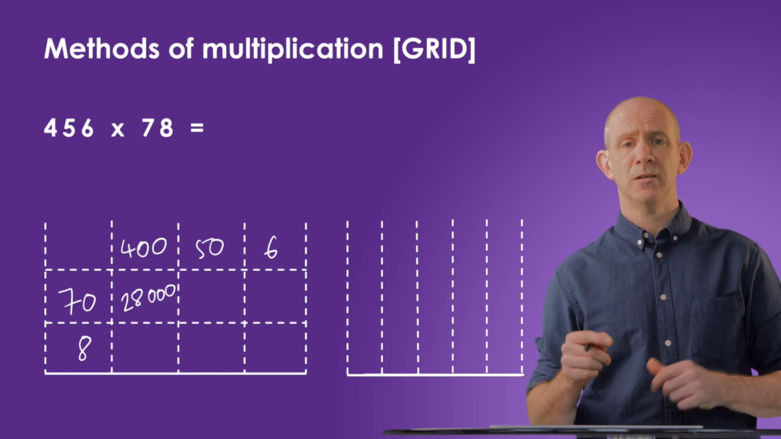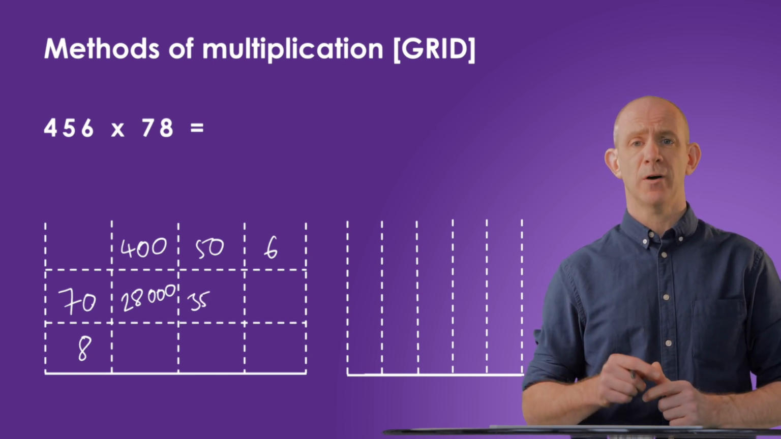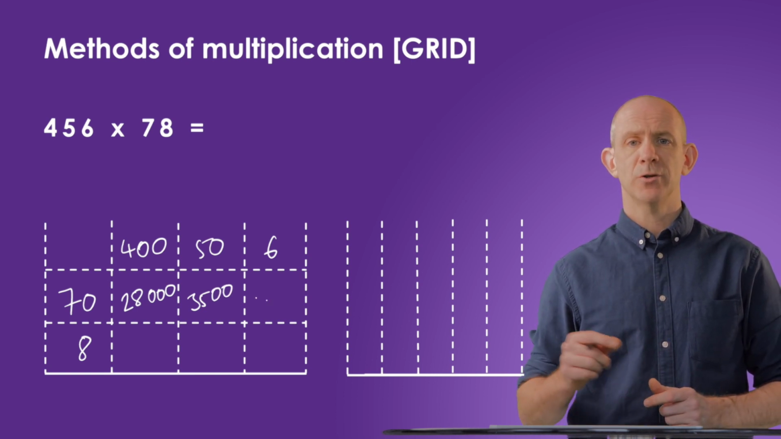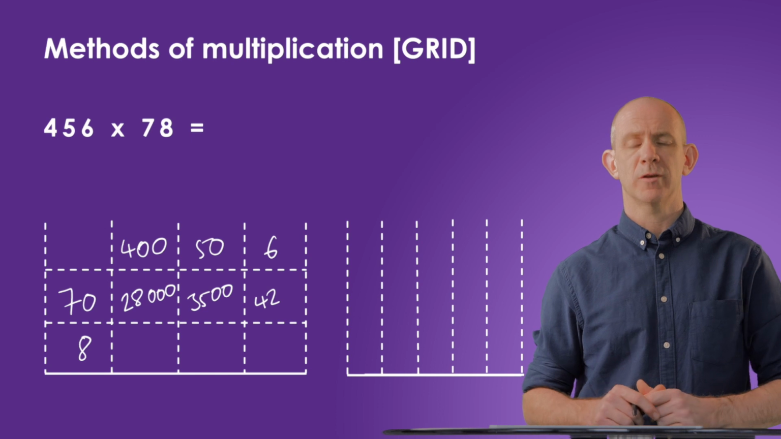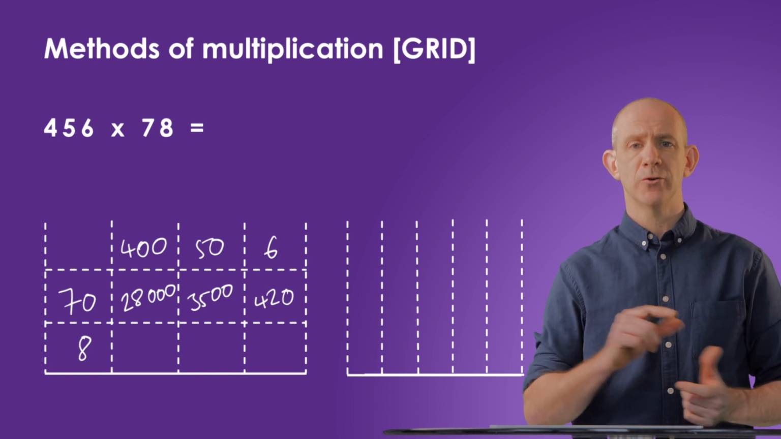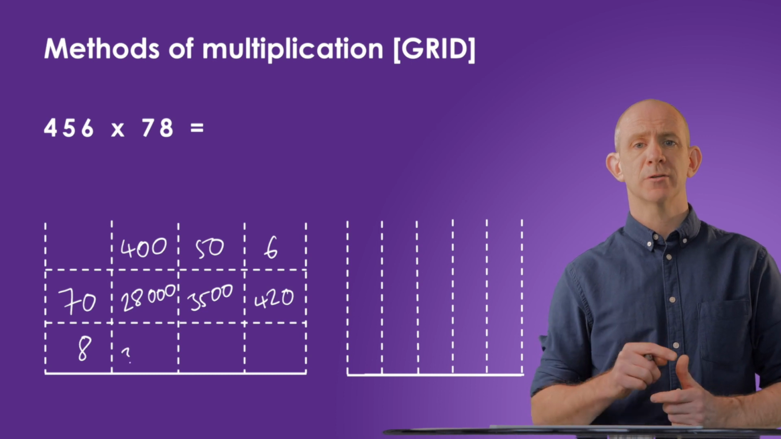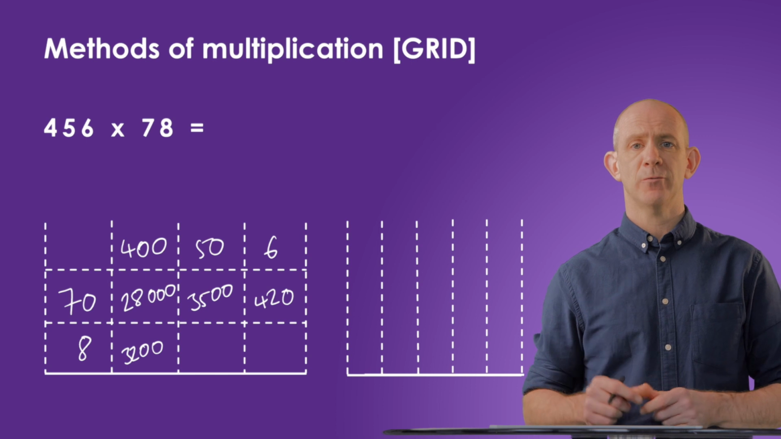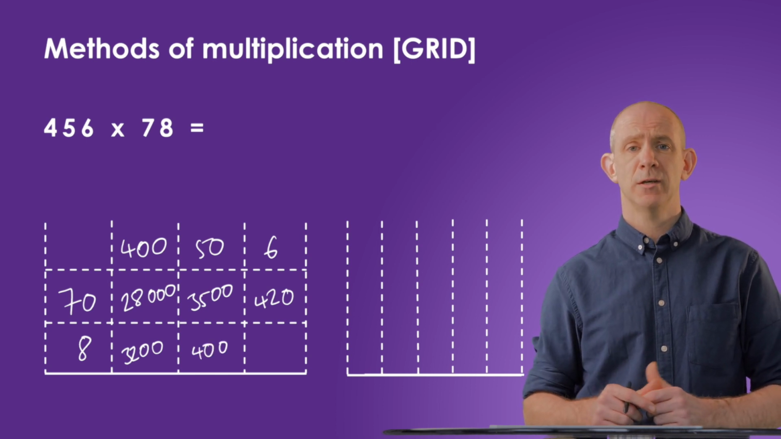Here we've got 50 times 70, so we can get 3,500, 35 and 2 zeros. 70 times 6, 42 plus the 0 would give us 420. Then we've got 8 times 400 on the next row, which would give us 32 plus the 2 zeros. 8 times 5 would give us 40 plus the 0 from the 50, which gives us 400. And 8 times 6, which gives us 48.